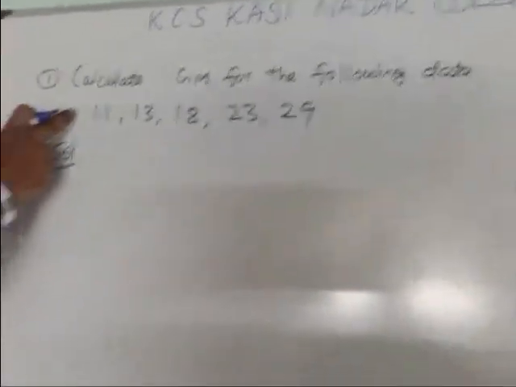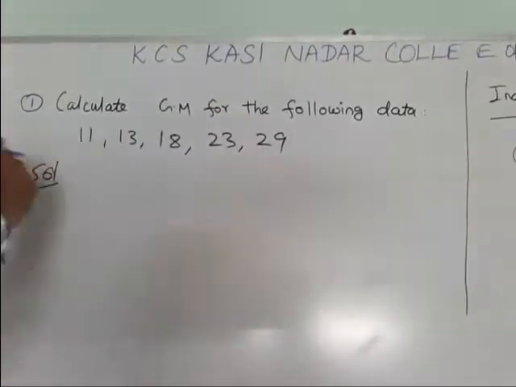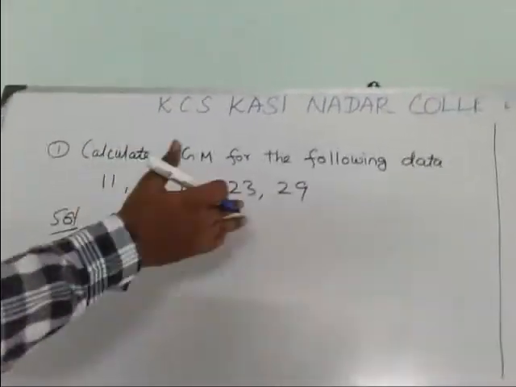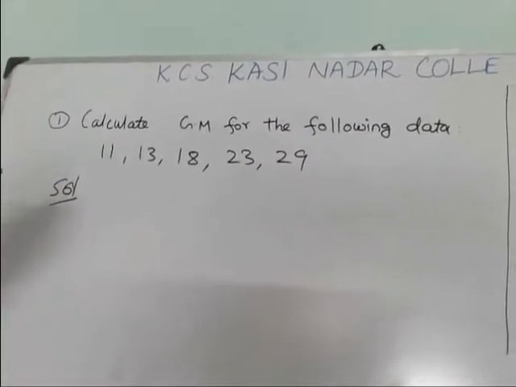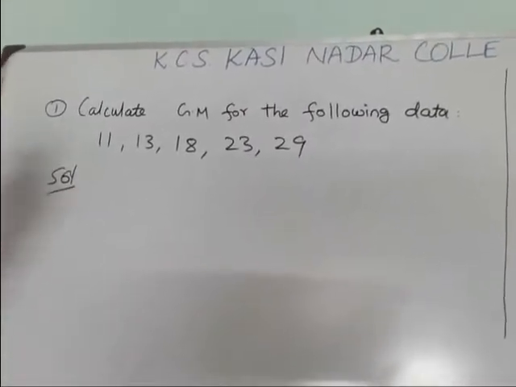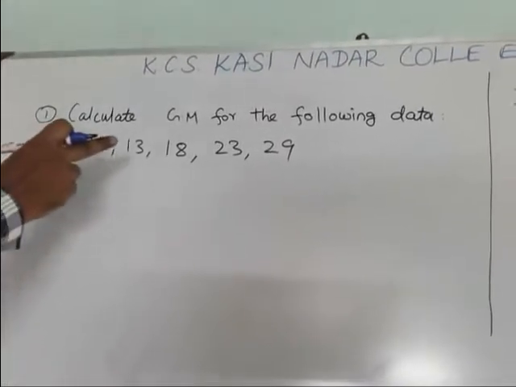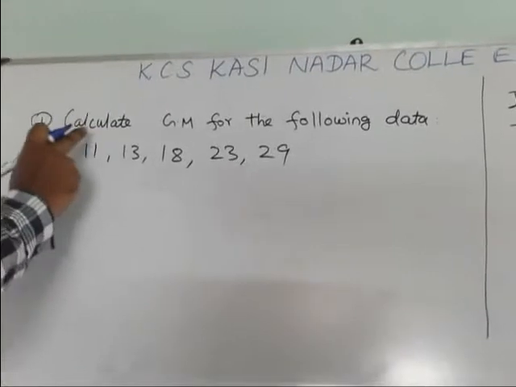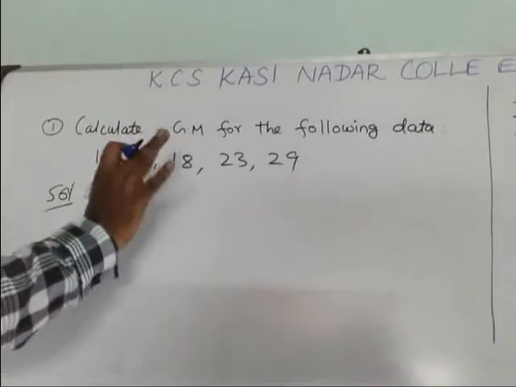Now come to the problem. This is the question: calculate GM for the following data. They have given x values only, so this is an individual series, only x value, no frequency here. In 5 mark questions, most of the time on GM and HM, both concepts they will ask as a problem. Concentrate on this problem. Calculate GM, they ask only GM.